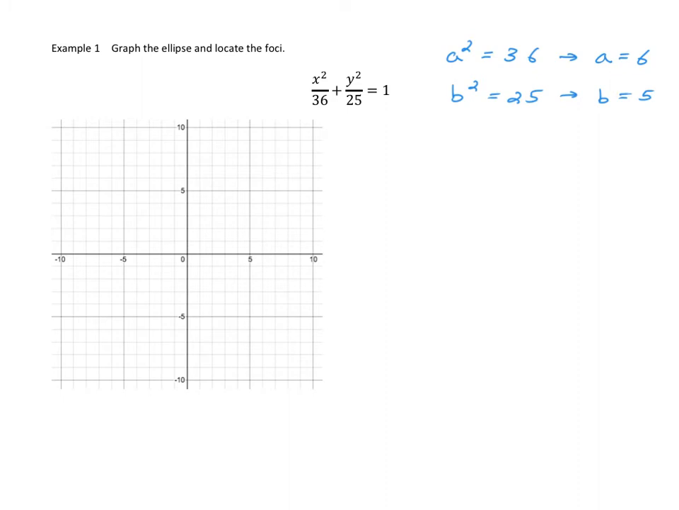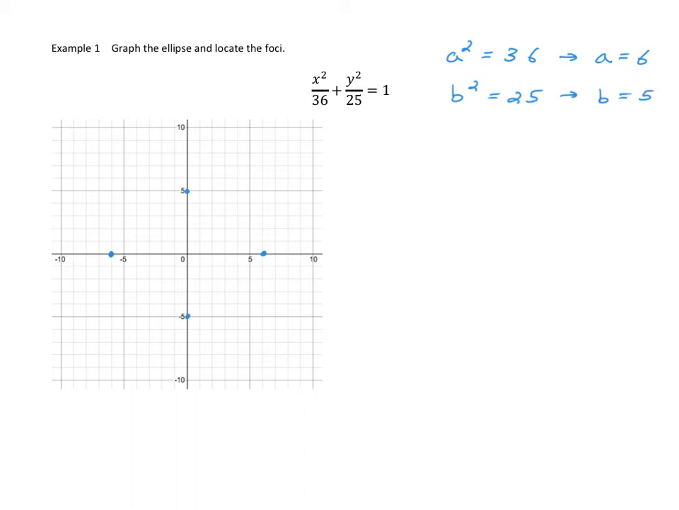This makes graphing this particular ellipse pretty easy. The center is at 0, 0. To graph a, we're going to go 6 in both directions from 0, 0. So we get a spot here and a spot here. If you want to find the values of b, you start at the origin and go up 5 and down 5. So here and here. And that's really all you need.